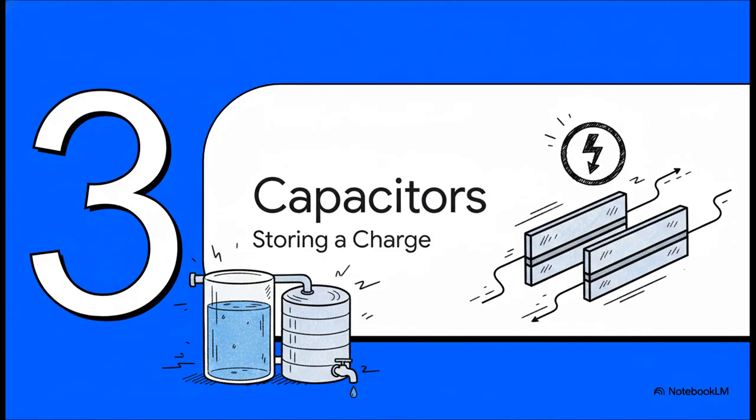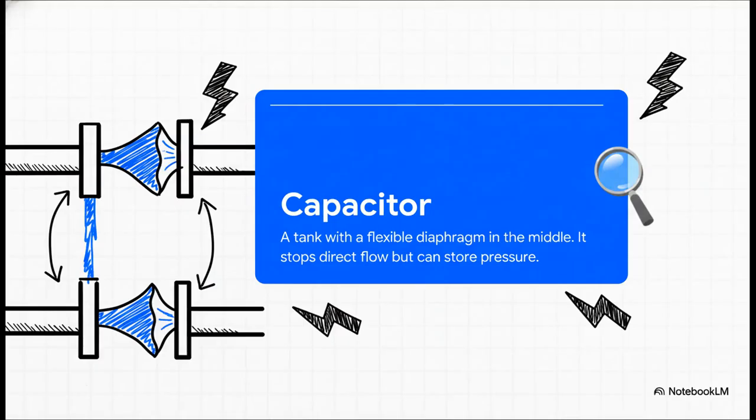All right, next up on our tour is the capacitor. Now, if a resistor is like a skinny pipe, a capacitor is a little more clever. In our water system, you can think of it as a kind of temporary storage tank. I absolutely love this analogy.